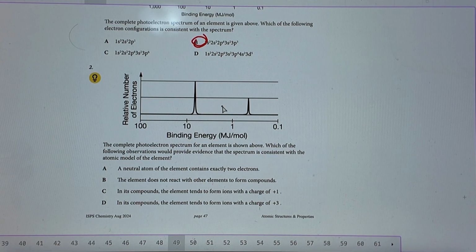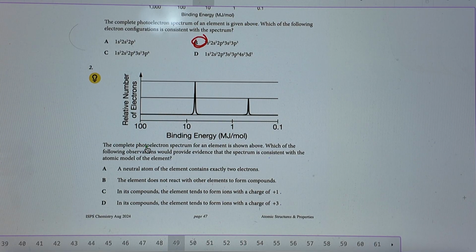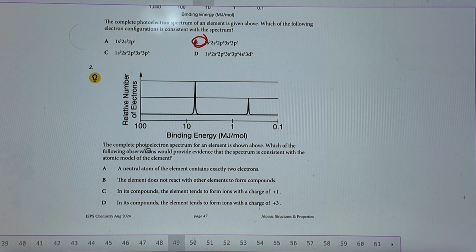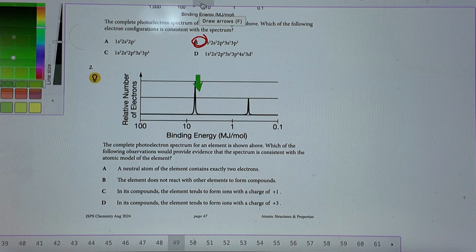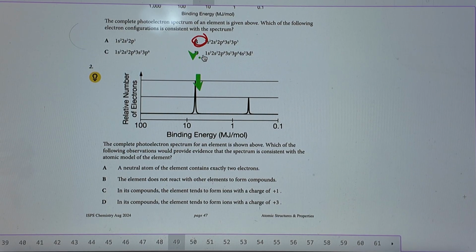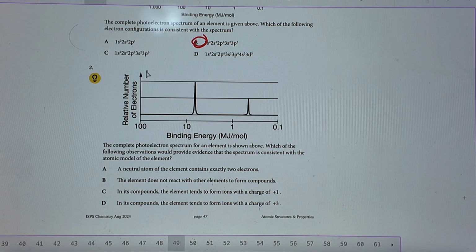Okay. And then here it says the complete photoelectron spectrum for an element is shown above. Which of the following observations would provide evidence that the spectrum is consistent with the atomic model of the element? So off the bat, we would say this is one. Oh, sorry. That I did not need. Excuse me. This is all very new to me. Okay, so I want to write with the pen. Okay, hopefully it'll give me the ability to do that now.